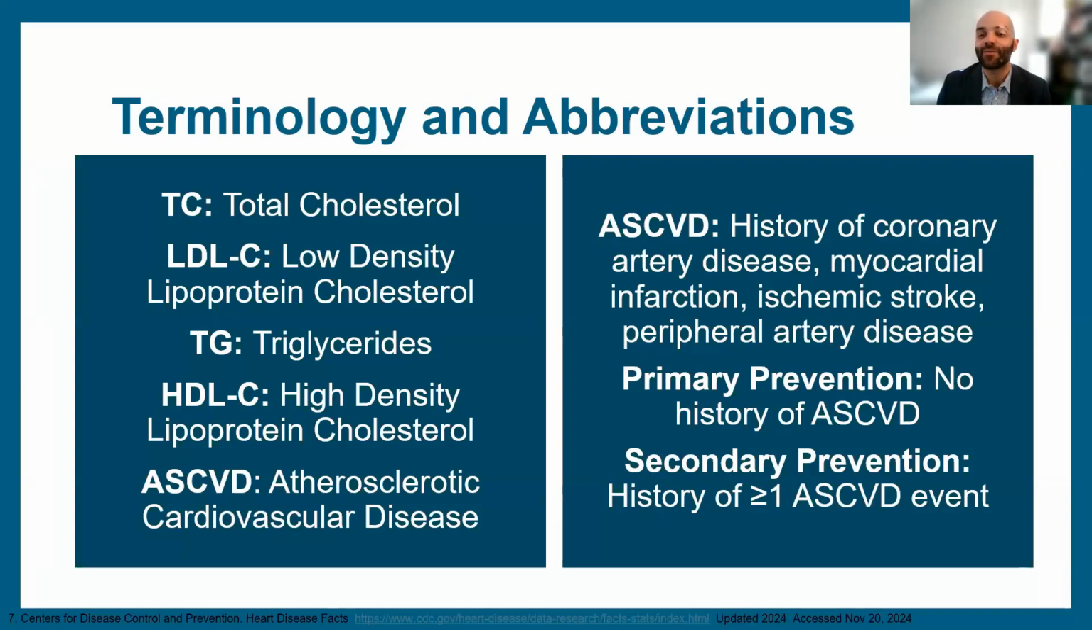ASCVD is that umbrella term, right? It is something that is obviously in the arteries, right? Atherosclerotic, as we continue to talk about it, but it's really the umbrella term for coronary artery disease, myocardial infarction, ischemic stroke. And I always say the forgotten one of the ASCVD is peripheral artery disease, right? This is when folks have some occlusion in their lower limbs, which may prevent some of the appropriate blood flow and then can lead to atherosclerosis and tissue dysfunction as well.